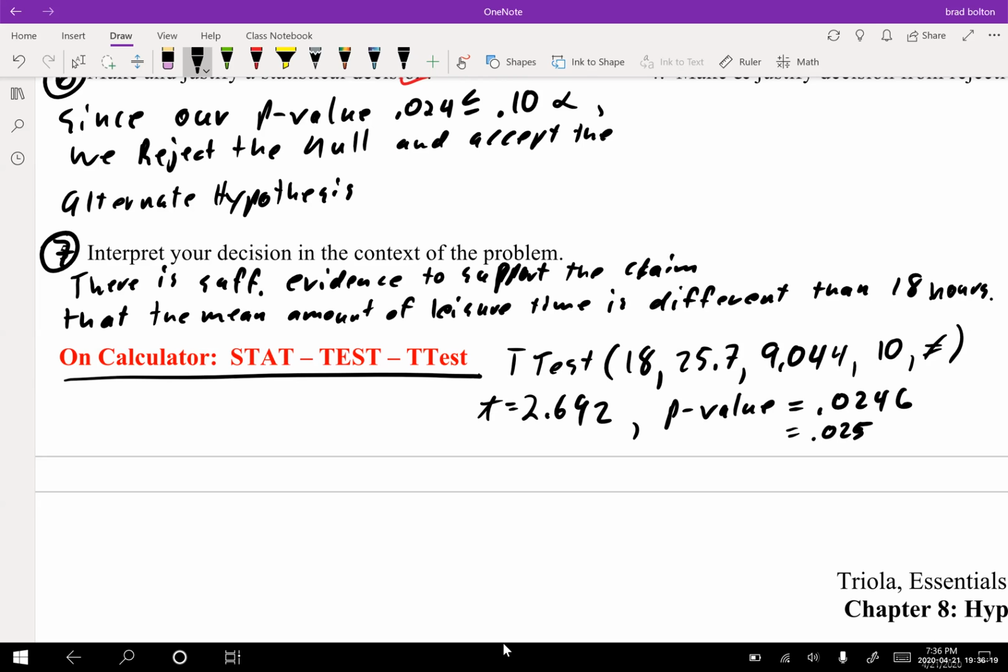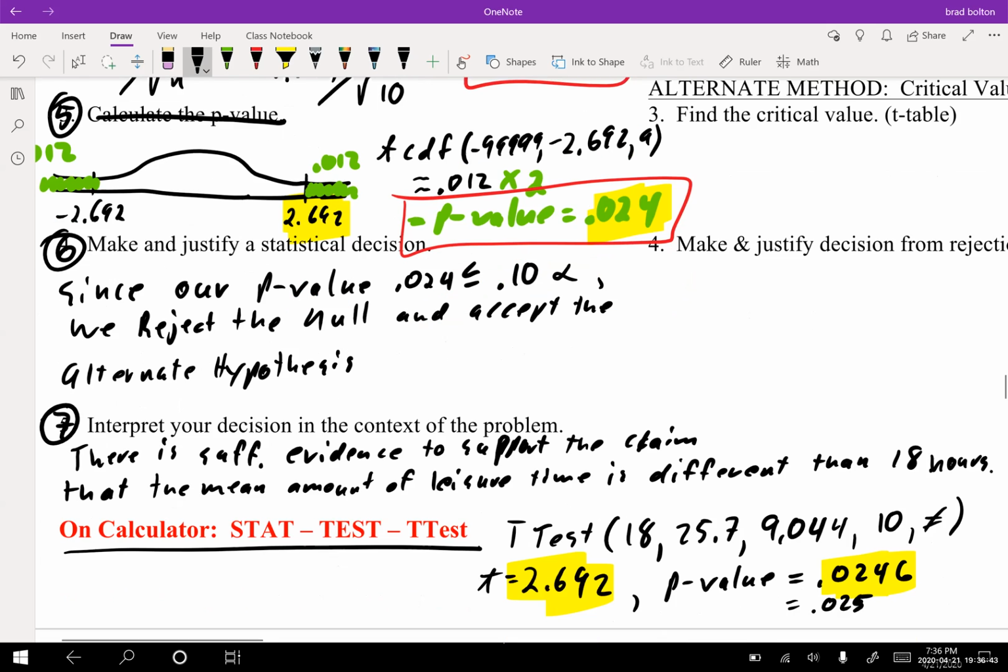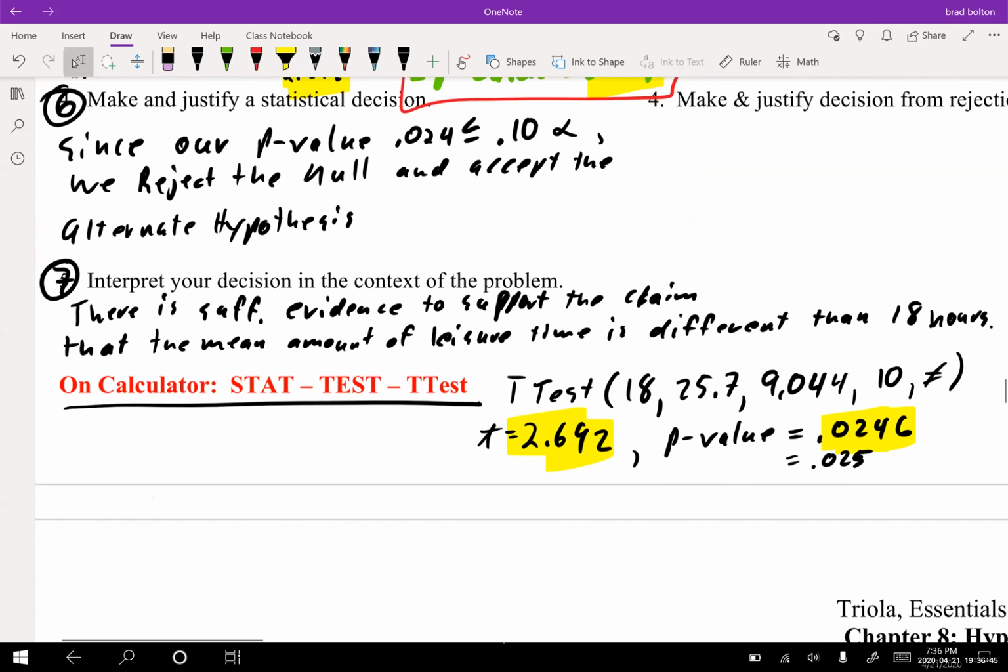So here's the thing. Notice this answer and this answer are the same as what we got here and what we got here. So you guys can use this technique as well. I just like to show you how to do it by hand so you don't feel like you're just hitting enter on the calculator and you have no idea what you're doing. But in reality, you could definitely use this to make sure that you got the correct p-value and the correct t-score.